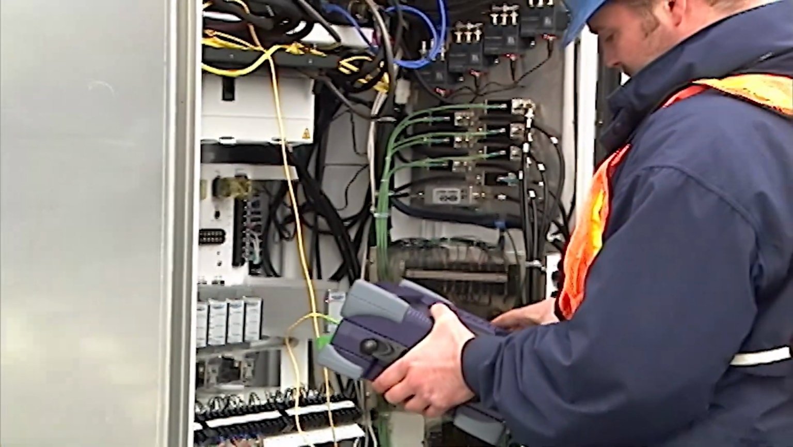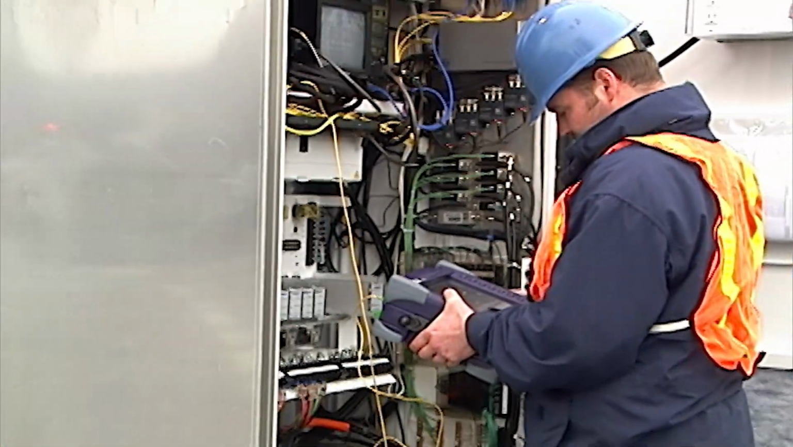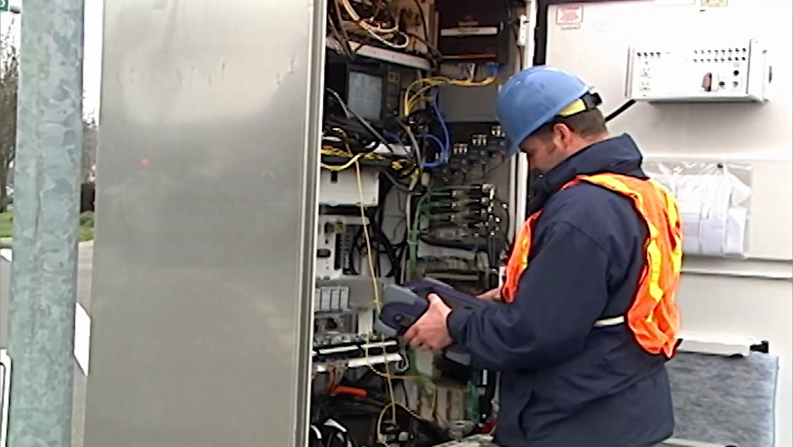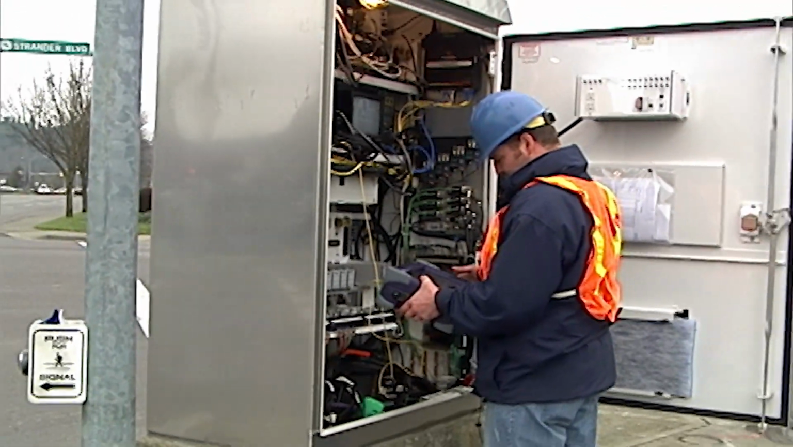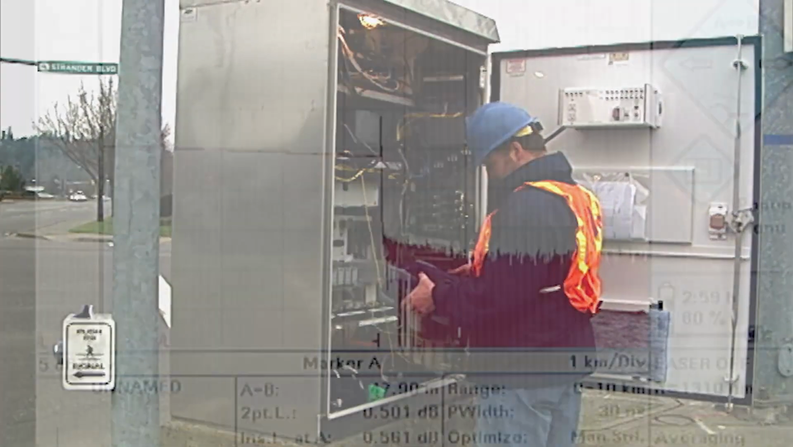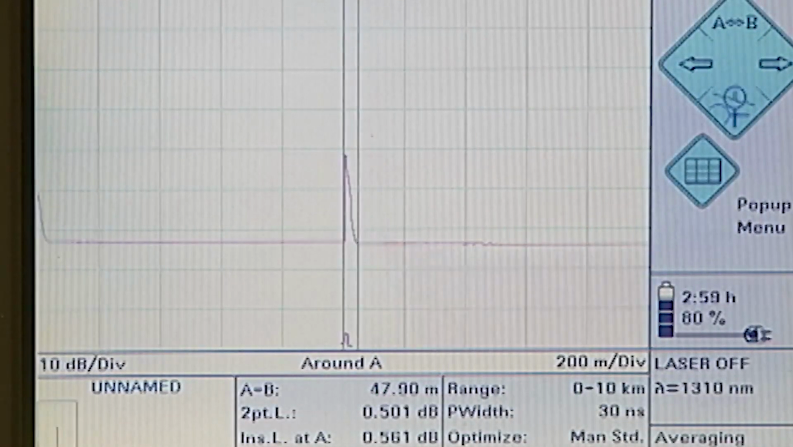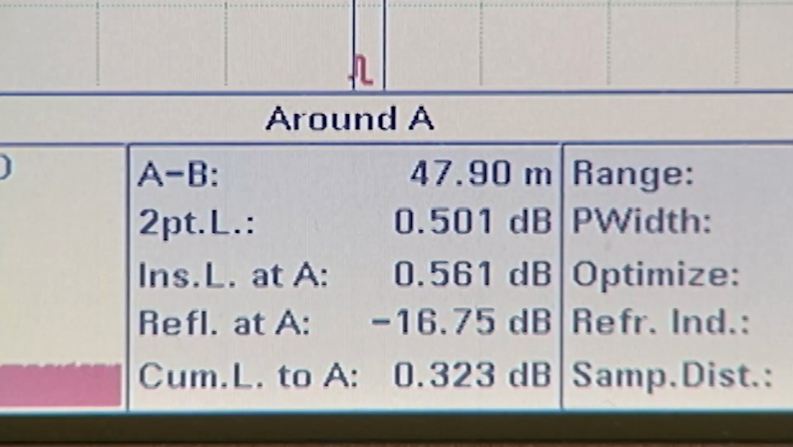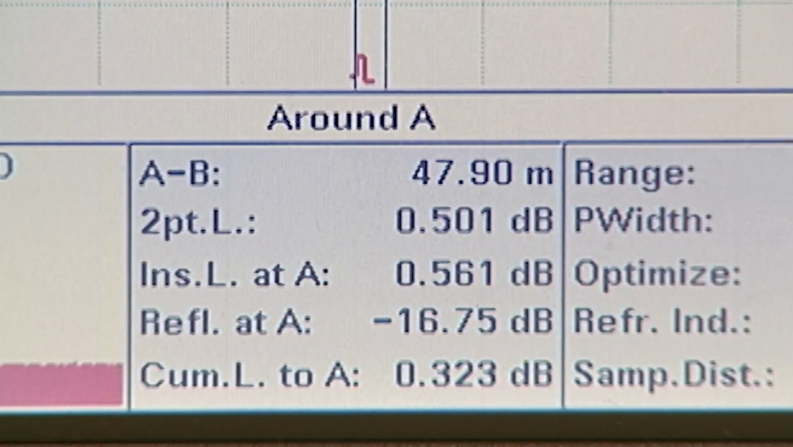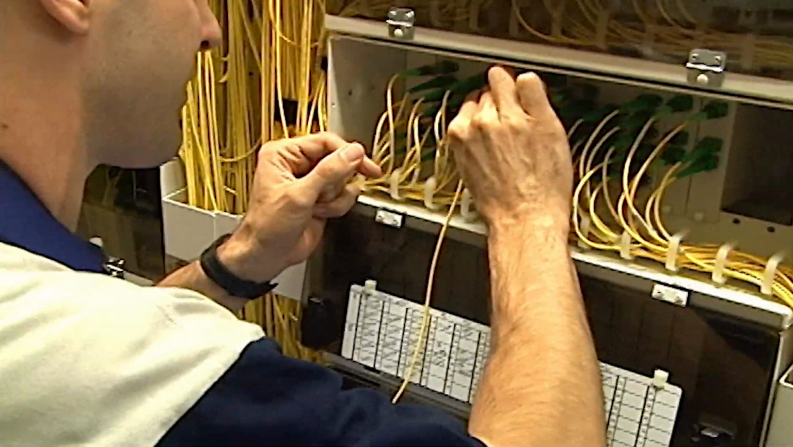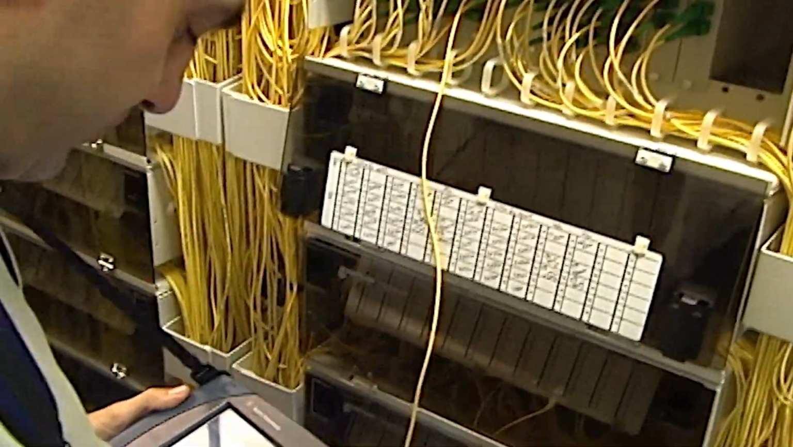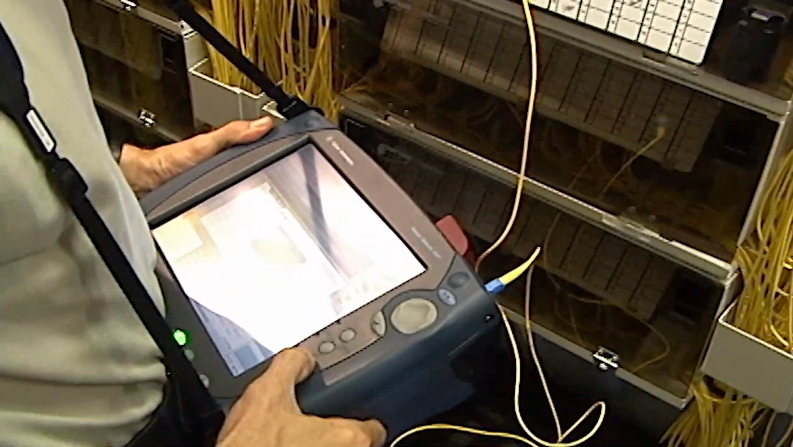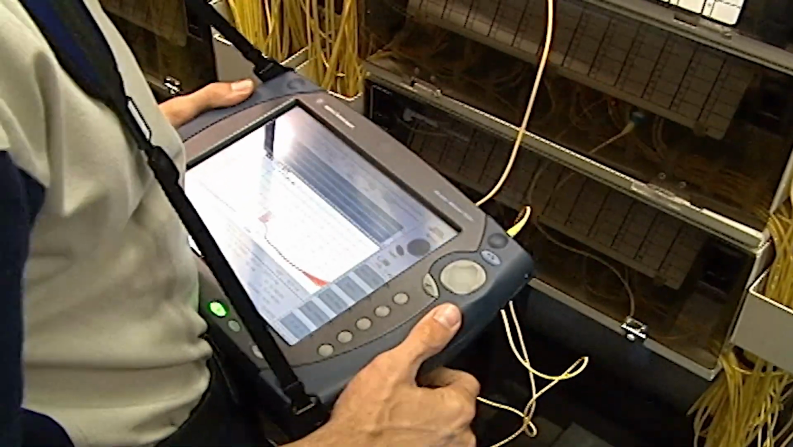OTDR measurements can be made quickly by one person and can provide details on the condition of all splices, connectors, and the fiber of a particular span. Its greatest strength is the ability to zero in on individual events along the span and provide attenuation and reflectivity information for the event. Although the OTDR is able to measure the reflectance of all the connectors in a fiber span, it is unable to determine the cause of excessive reflectance in these connectors.